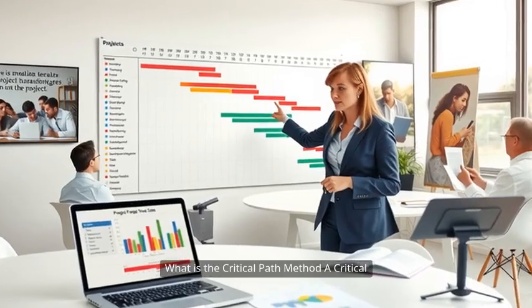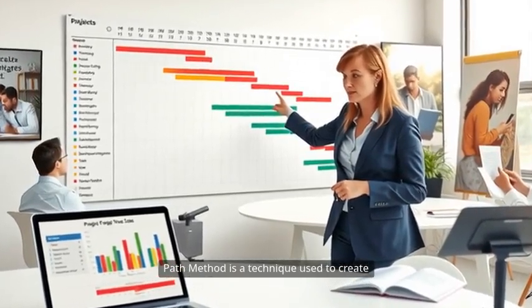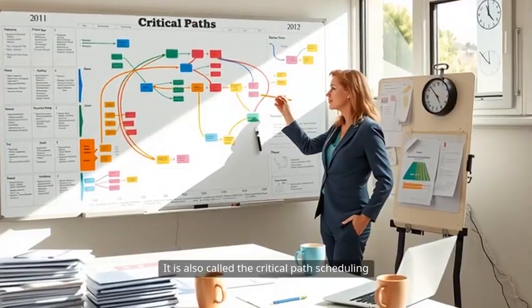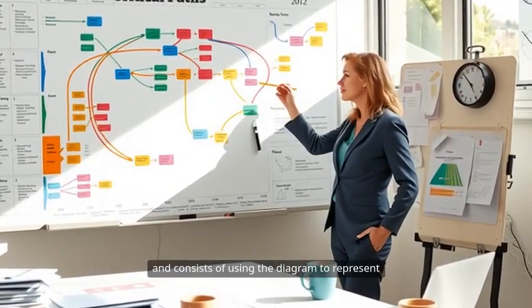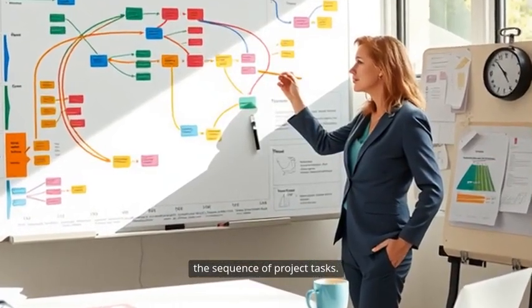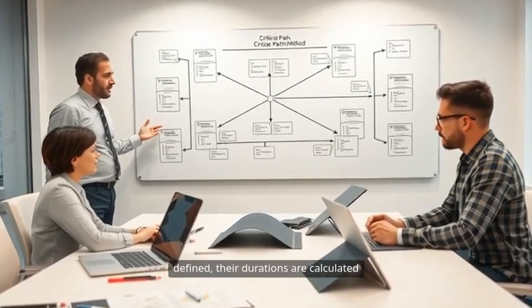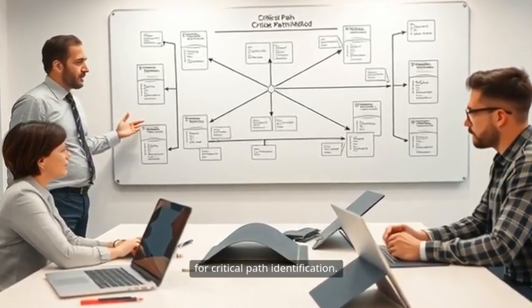What is the critical path method? A critical path method is a technique used to create an accurate schedule for the project. It is also called the critical path scheduling or the critical path analysis and consists of using the diagram to represent the sequence of project tasks. After these paths or sequences are defined, their durations are calculated through a critical path algorithm for critical path identification.